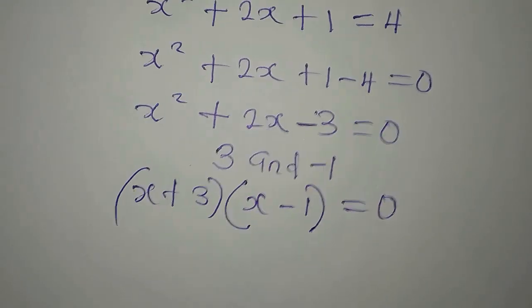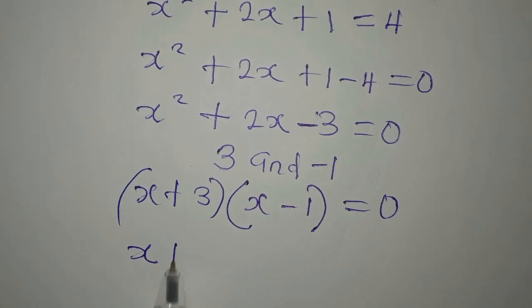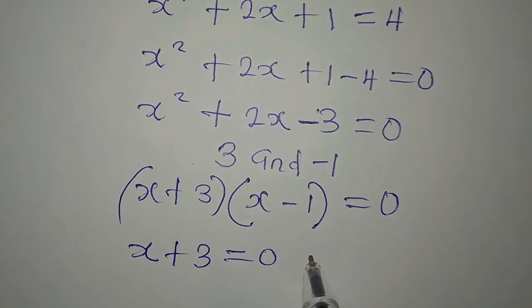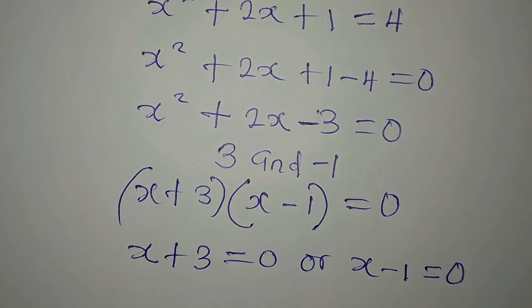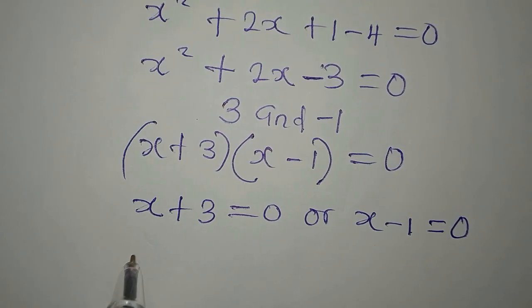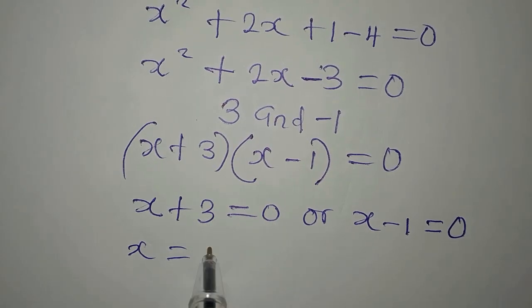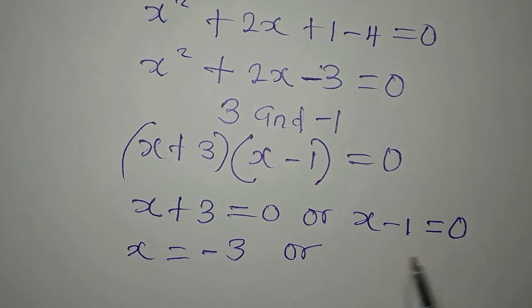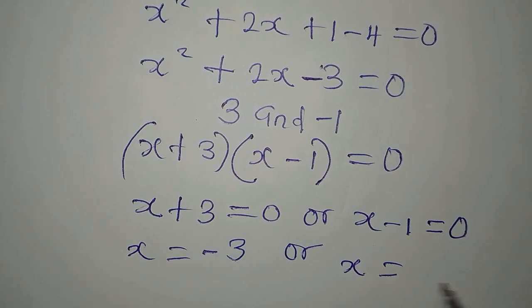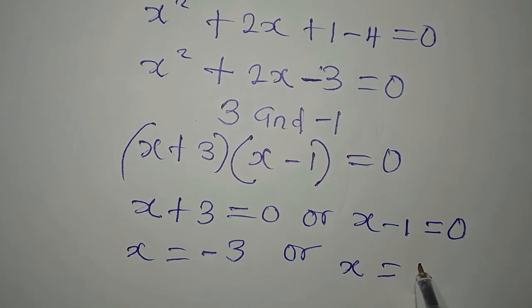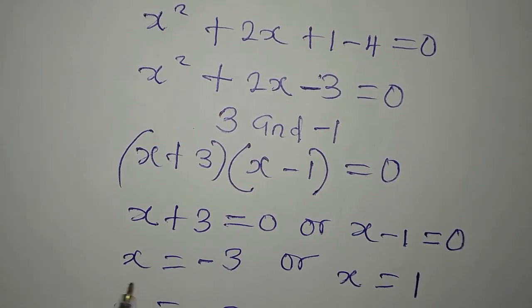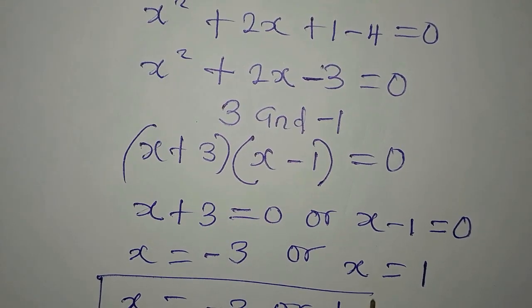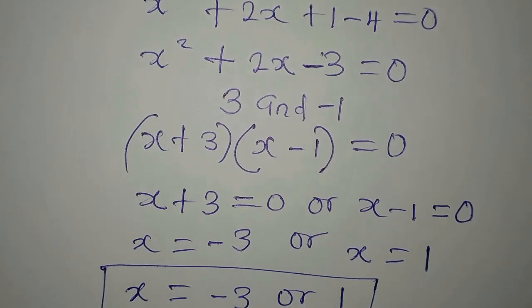Okay, meaning that it is either x + 3 = 0 or x - 1 = 0. And now from here, x is equal to 0 minus 3, and that is minus 3. Or from here, x is equal to 0 plus 1, and that is 1. So we are saying that x is equal to minus 3 or 1. Here we have two values. But remember that we left out one equation, so we are going back to pick it.